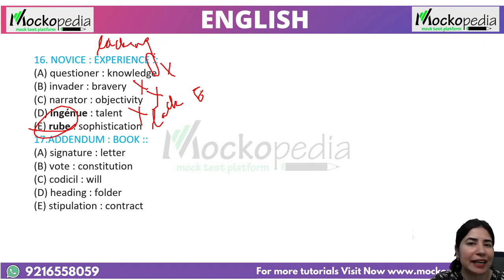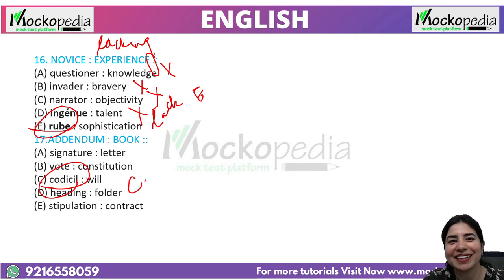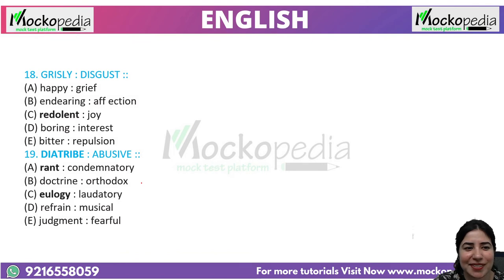Now addendum is some addition to the book. Similarly, there's this term codicil. Again, it's a very precise term. Let's say when limerick ka tha precise hai, aise codicil is an addition done to the will. So please note down the meaning of this word, addition done to the will. C will be the right answer. Note this meaning, then we'll move to the next step. So let's try these two questions and we'll discuss.